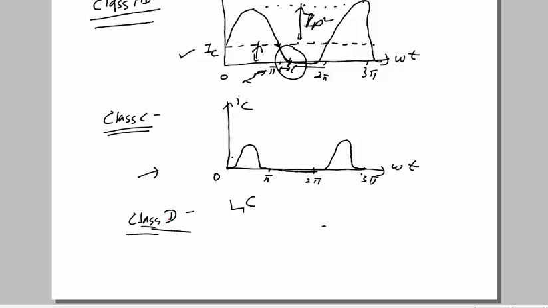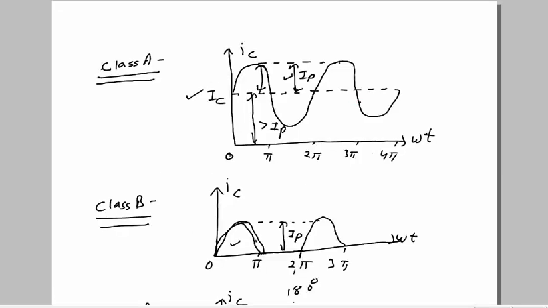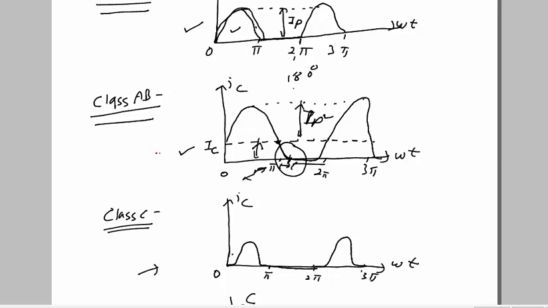So this was the classification. In summary, class A conducts for the entire 360 degrees. Class B conducts for only 180 degrees. Class AB, larger than 180 degrees but much lower than 360 degrees, and class C, lower than 180 degrees. This is the classification of the output stages. In the next class we will study the class A output stage. Thank you.